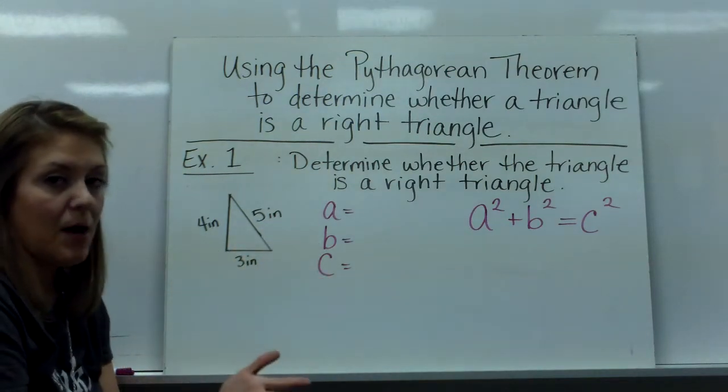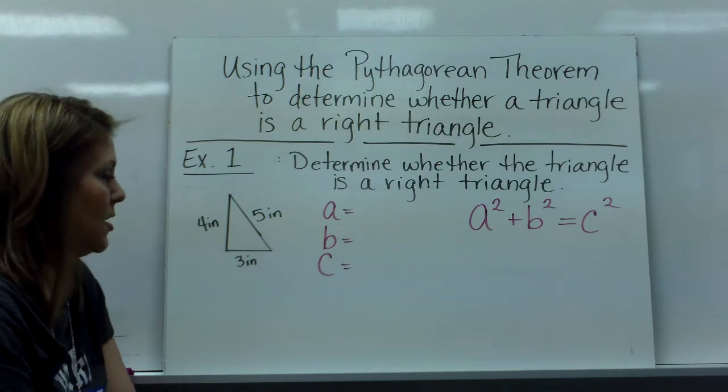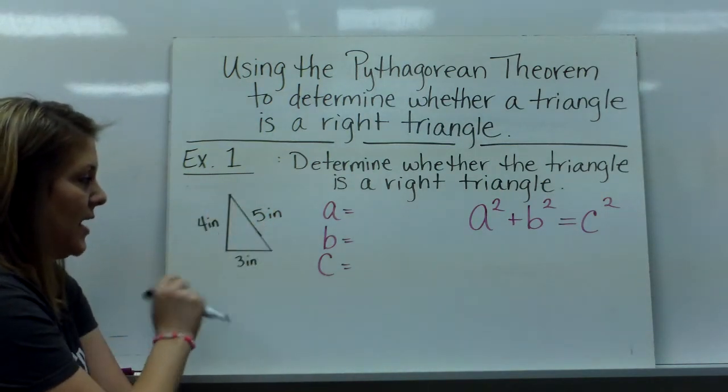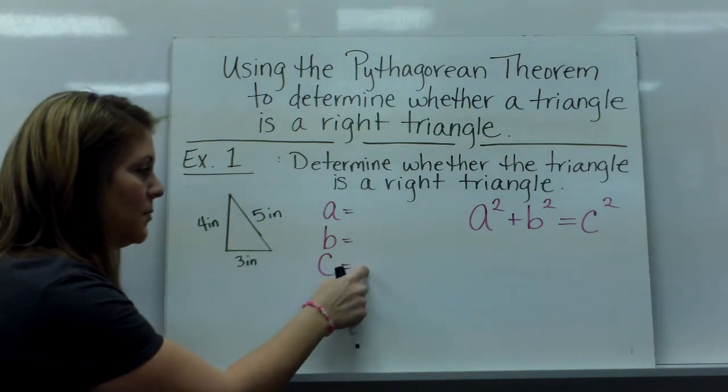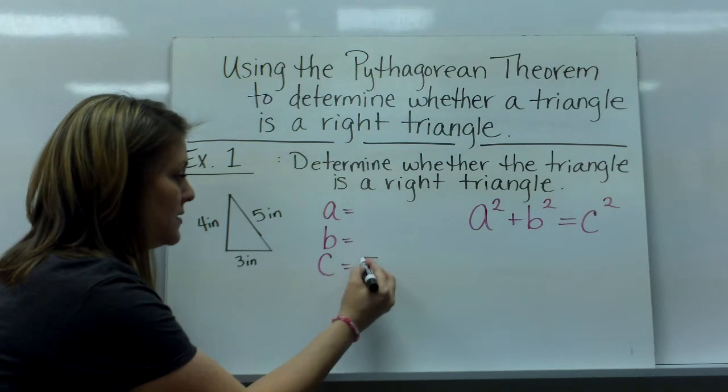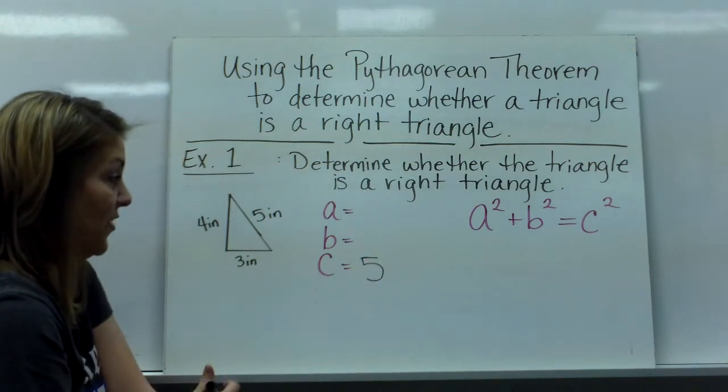So let's first talk about which of these measurements will be our legs, A and B, and which will be that hypotenuse, that C, the longest side. So I always go ahead and out of the three, pick that longest side. That diagonal is always going to be the hypotenuse and go in place of C. So I'm going to go ahead and say that C is going to get replaced with 5.